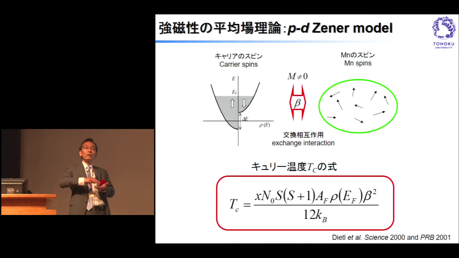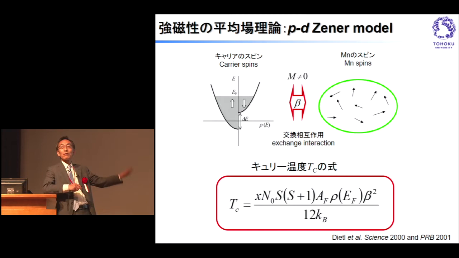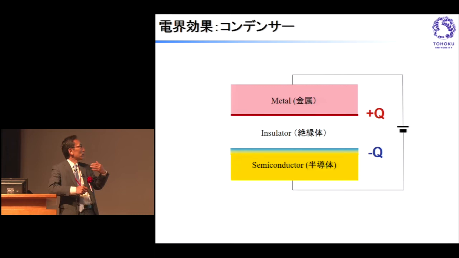So increasing and decreasing the number of carriers is one of the basic principles of semiconductors. For example, in transistors, if you apply a voltage, an electric field, they have a certain function by increasing and decreasing carriers. So by changing the number of carriers, you can turn on and turn off. And Professor Tokla already touched upon this.